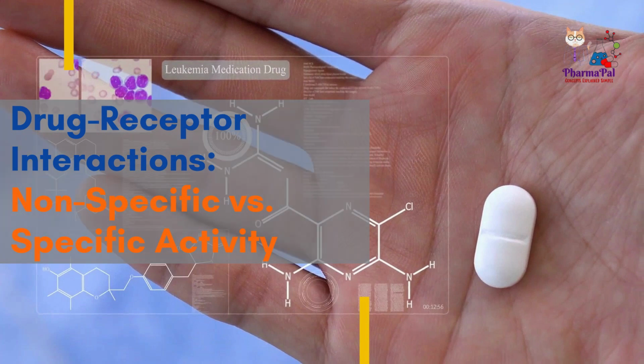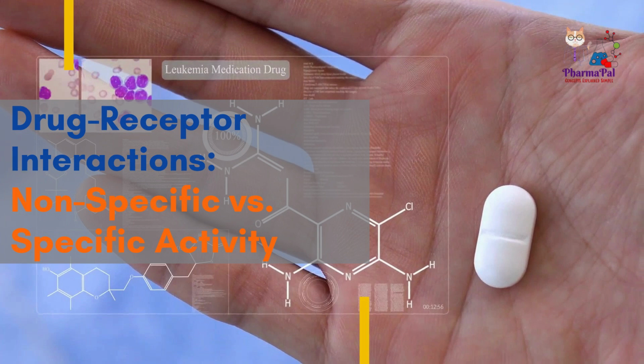For instance, a drug might bind to a specific receptor in the body, like how cholinergic drugs interact with acetylcholine receptors. The unique structure of each drug determines how well it fits into its target receptor, much like a key fits into a lock. Speaking of receptors, let's talk about drug-receptor interactions.